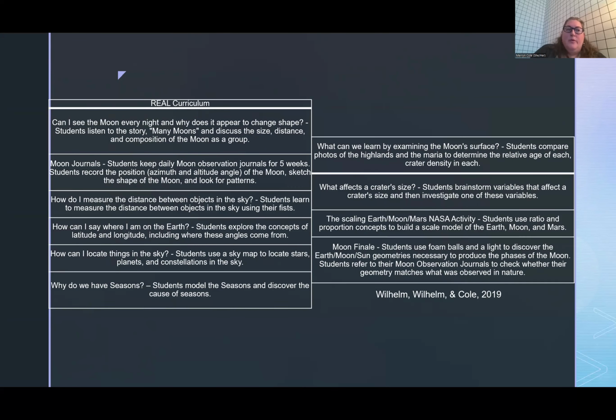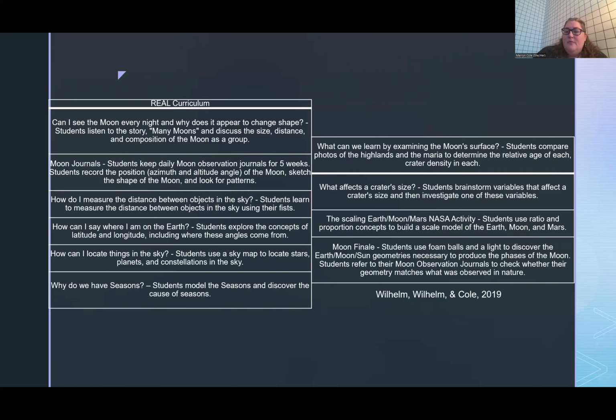This is a summary of the units in REAL. REAL is short for Realistic Explorations in Astronomical Learning. If you want to learn more, this has been published in a book in 2019. The entire unit is there if you'd like to see it. A couple of things I wanted to highlight quickly in this unit. One, we use moon journals, which are kept for usually 4 to 5 weeks, so students can start to see the cycle of the phases repeating. They not only record the appearance of the moon, but they also write about what they're seeing. Some of this writing could be looking for patterns, it could be trying to make sense of what they're seeing, or it could be things that they're wondering about as they make observations.